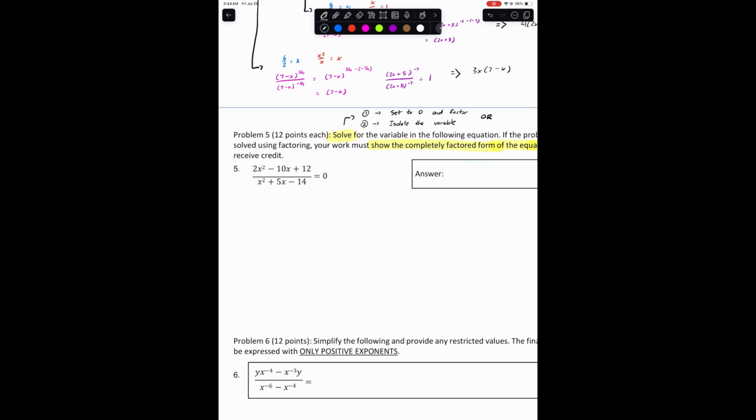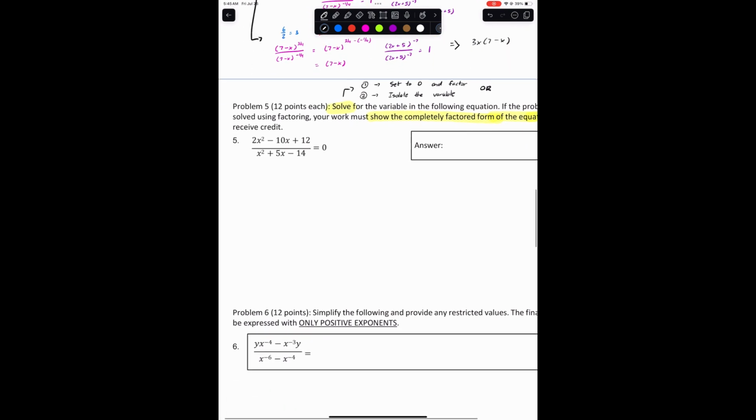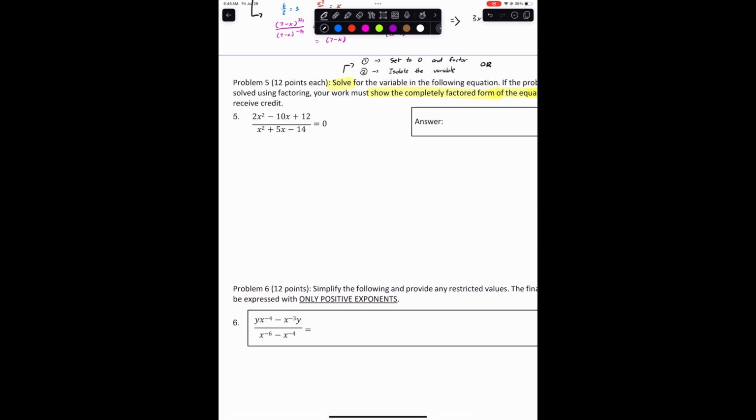It's like in your daily packet. I won't waste your time, but it's that sort of thing where you see the question, you kind of know whether you should be factoring or isolating. Looking at this, I'm definitely going to be factoring. I already have it set to 0, and I have what looks to be two quadratics on top and bottom. So this is a factoring problem. Okay.